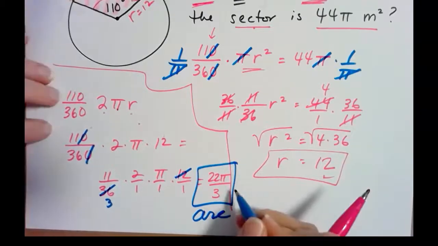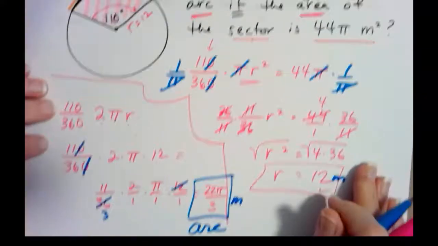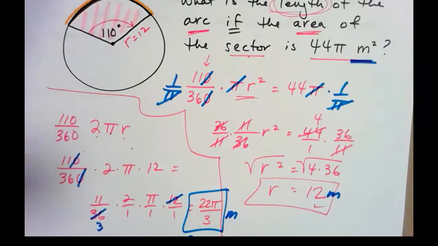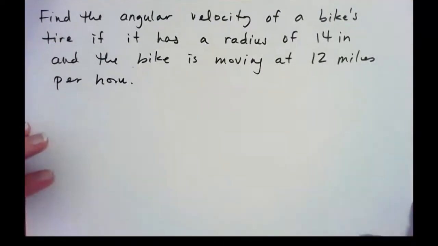Arc length. Remember, that would be in just meters, as the radius would also be in meters, since the area was given in meters squared. We can totally do all of that without a calculator. Now this last one, a calculator is going to be handy because we are going to find the angular velocity of a bike's tire if it has a radius of 14 inches and the bike is moving at 12 miles per hour. So what do we know?